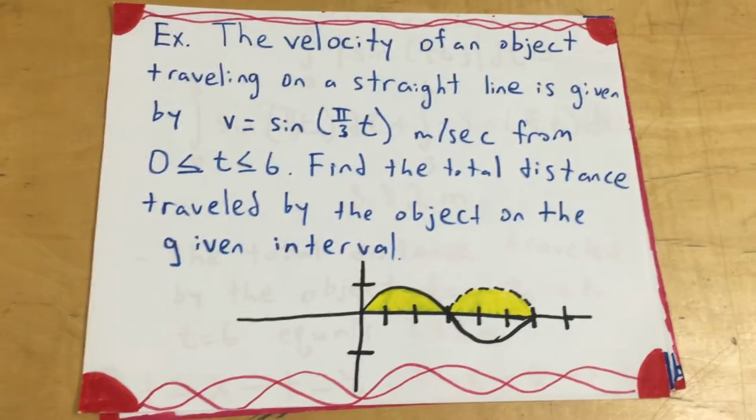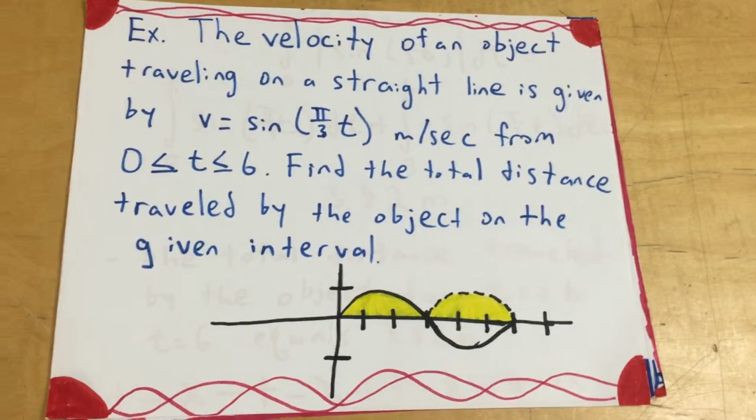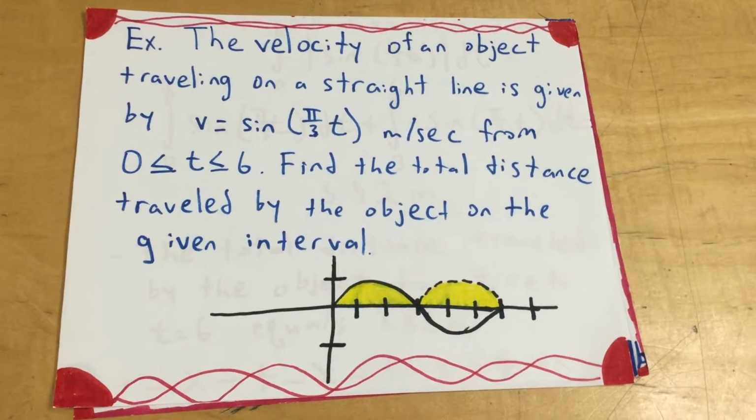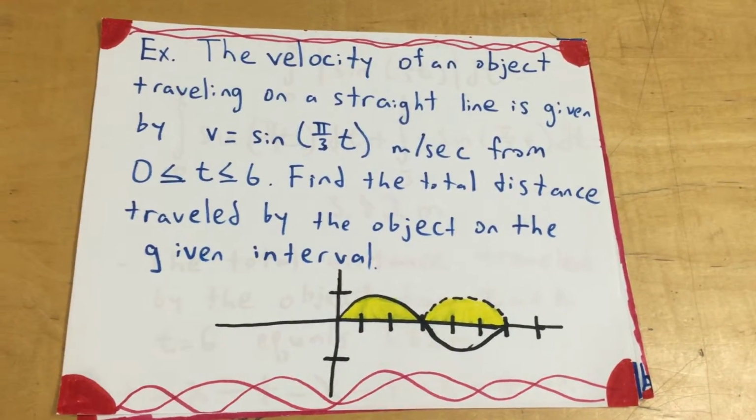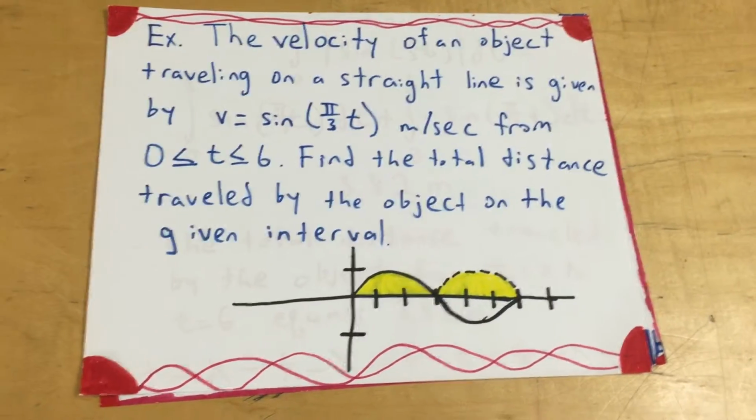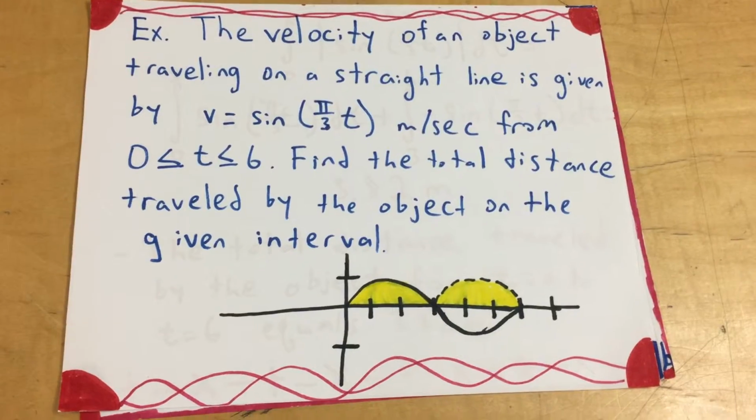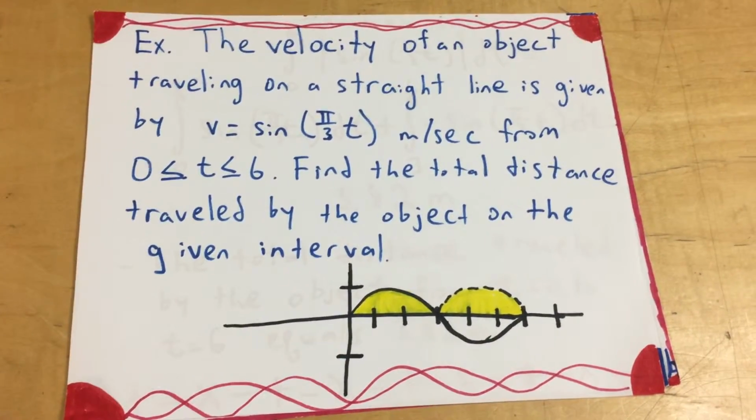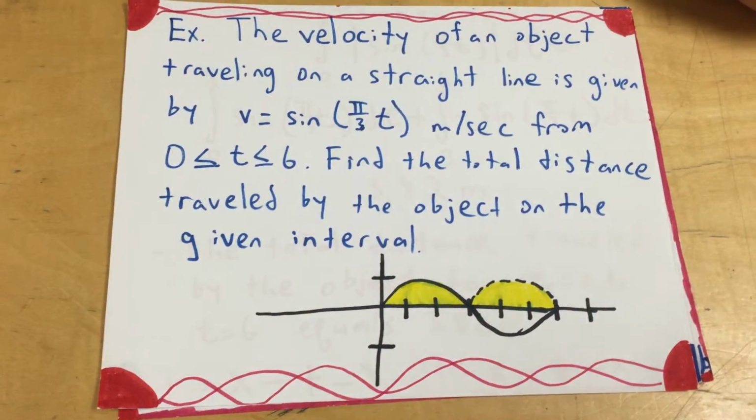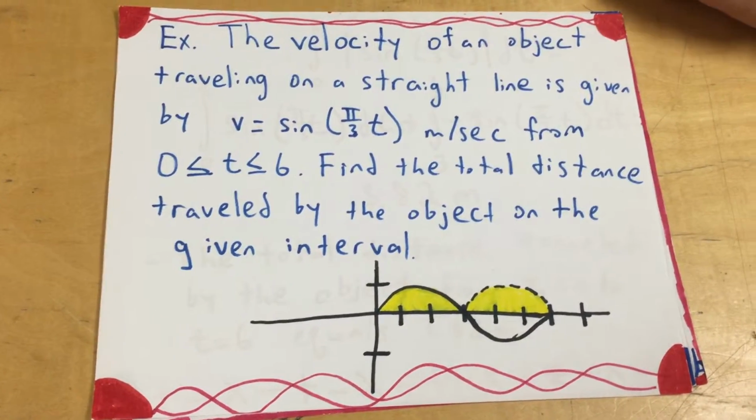All right, the example problem for distance traveled is the same as the example problem for displacement. The velocity of an object traveling on a straight line is given by velocity equals sine of pi over 3t meters per second from t equals 0 to t equals 6. We're asked to find the total distance traveled by the object on the given interval. We have the same velocity function graph, except the shaded region this time, instead of the integral of the velocity function, is the integral of the positive part of the graph. And when the graph goes negative, we've traced an imaginary line reflecting it over the axis so that we're integrating over positive again.